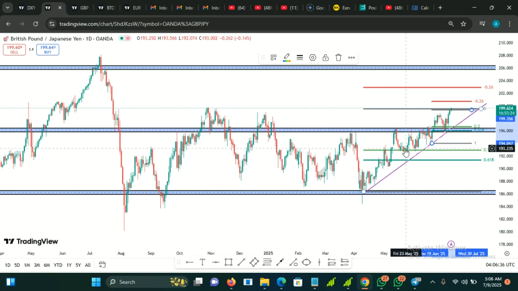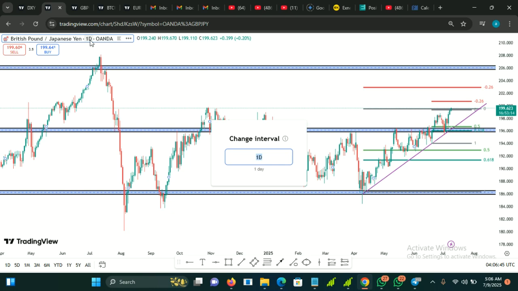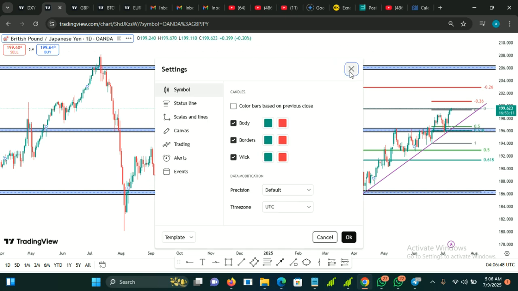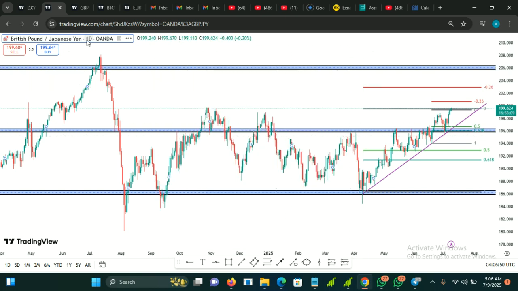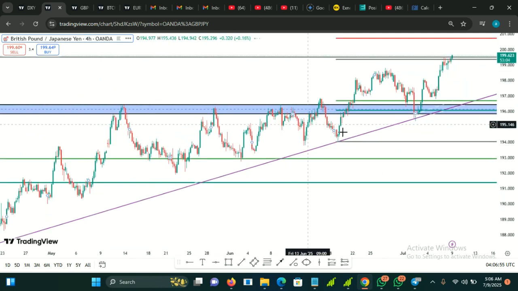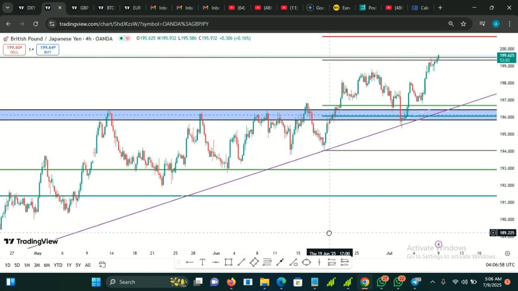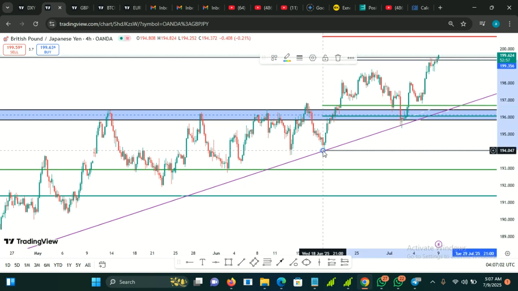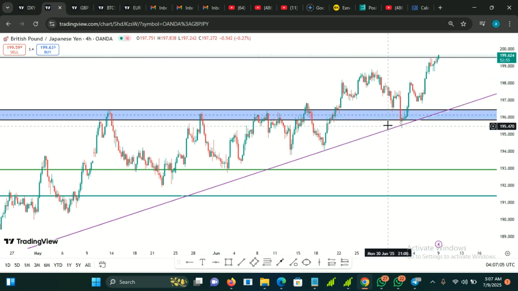Alright, so what do I do now? I go down to my 4 hours. Oh no, sorry. I go down to my 4 hours. Now I have a wider view of the market. So I just wanted to draw this. So I'm going to take off this Fibonacci. Yes, I will use the Fibonacci on the 4 hours.